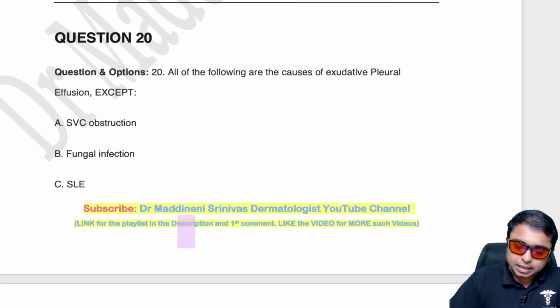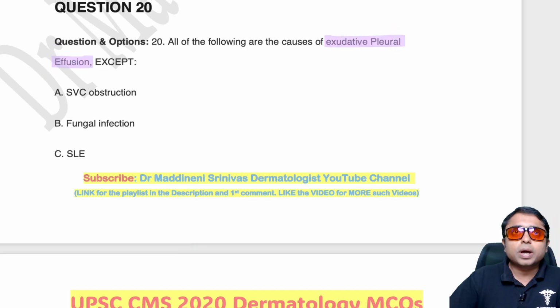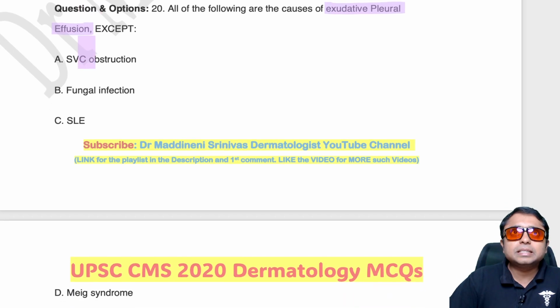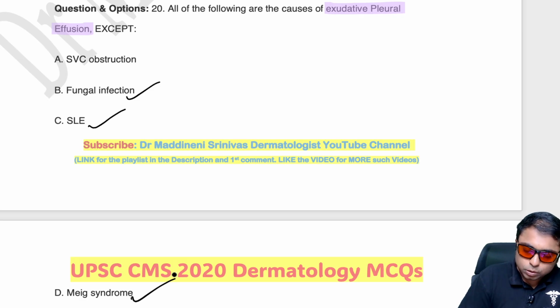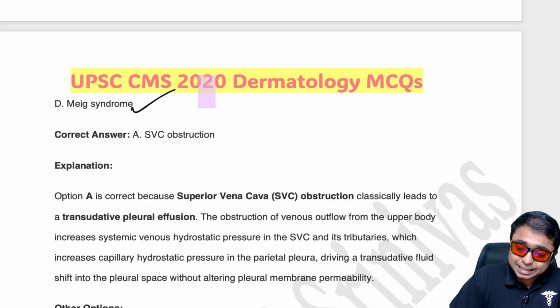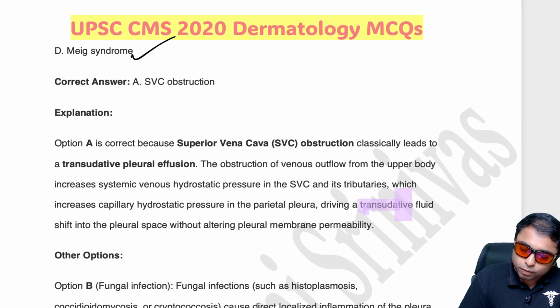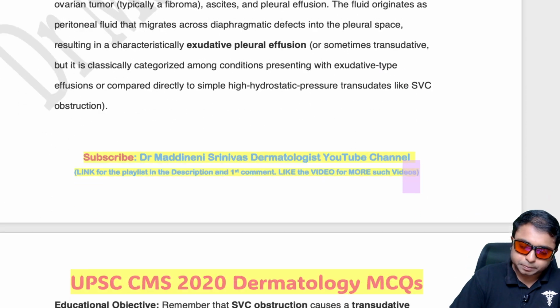So next, let us see this question. All of the following are causes of exudative pleural effusion except. So among the given options, the option D is the Meigs syndrome. What do you think is the correct answer? Please remember, dear students, fungal infections, systemic lupus erythematosus, and also Meigs syndrome, all of them can cause exudative pleural effusion, whereas SVC obstruction, superior vena cava obstruction, is going to produce classically the transudative type of fluid. So that is the correct answer for this question, which is an exception, which is asked in this question.